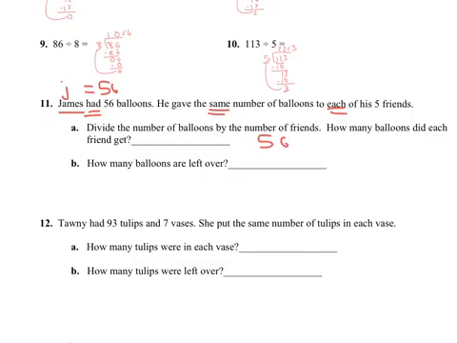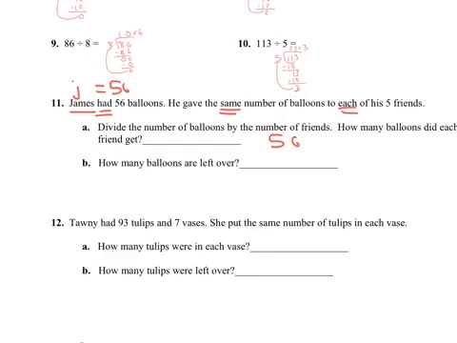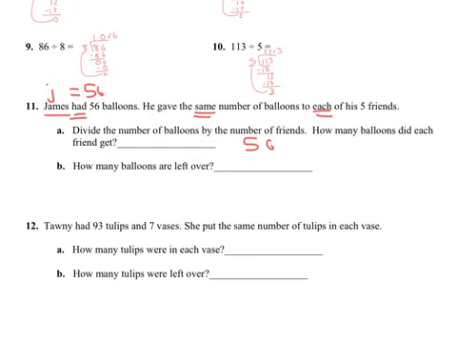So what you're going to do in this case for part A is divide the number of balloons he had, which is 56, by the number of friends. How many friends did he have? He had 5 friends. So we're going to take 56 and we're going to divide that by the number of friends that he has, which is 5. This is how many balloons did each friend get.